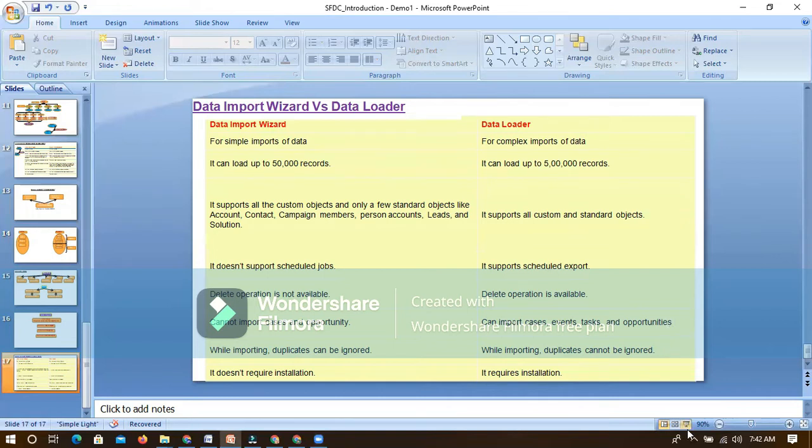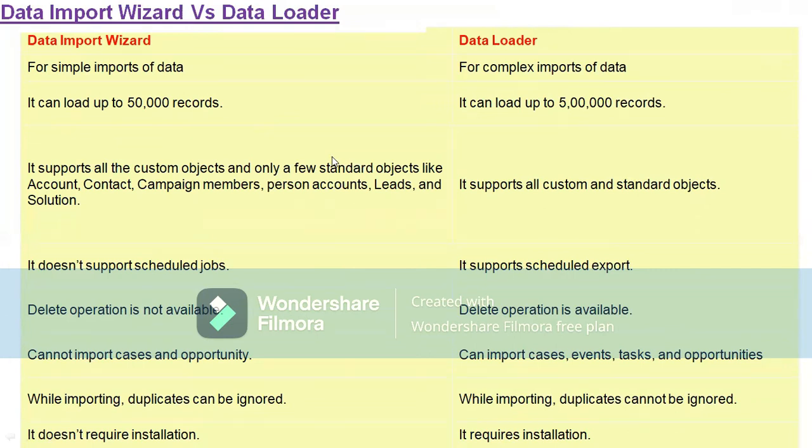And now let's see when we will be using the data import wizard and when we will be using data loader. If we have simple imports of data, or a limited number of objects, where you want to do any kind of import like insert, update, upsert, and you can perform those actions only for limited objects, then we can quickly go with the data import wizard. We can just do insert, update or upsert, as we have seen. So for simple imports of data, we'll use data import wizard.